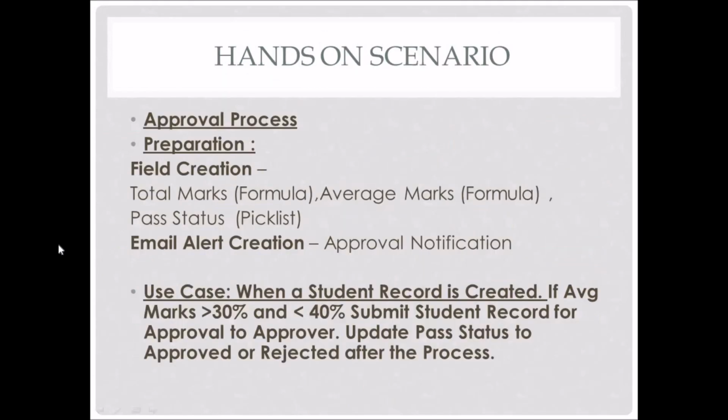So now that we've discussed what an approval process is using an example, let's get on with the hands-on scenario. Here we're going to use the same use case that we discussed earlier. So for the preparation, we are going to be creating the following fields: total marks, average marks, and pass status. Few of these fields have already been created in some of my previous lessons, so definitely check them out if you want to see how they were done. We are going to create the remaining fields and then get on with the creation of the email alert before we get on to the creation of the approval processes itself.